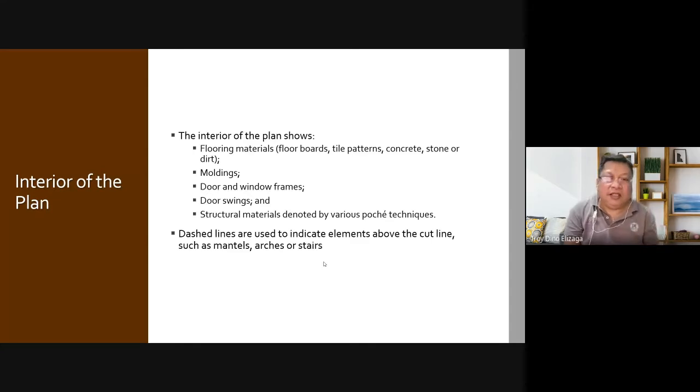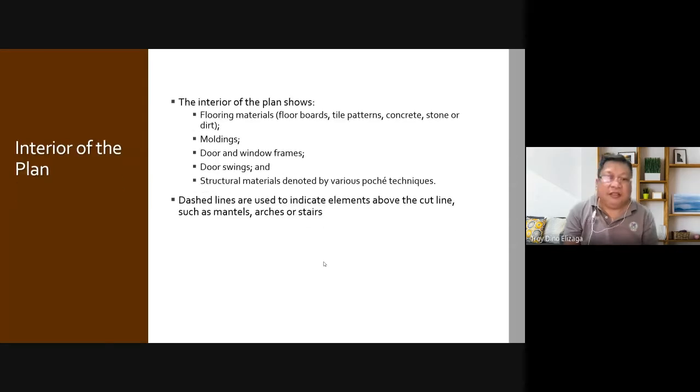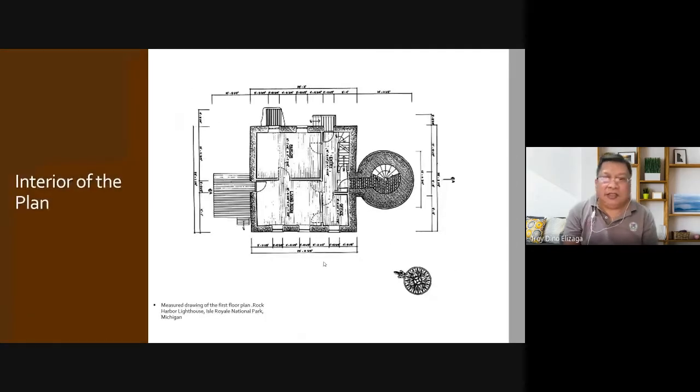So basically, the same guidelines as in typical drafting. Outside, or this is like inside. So you show what type of material there is. If this is a tile, you can show the design of the tiles.